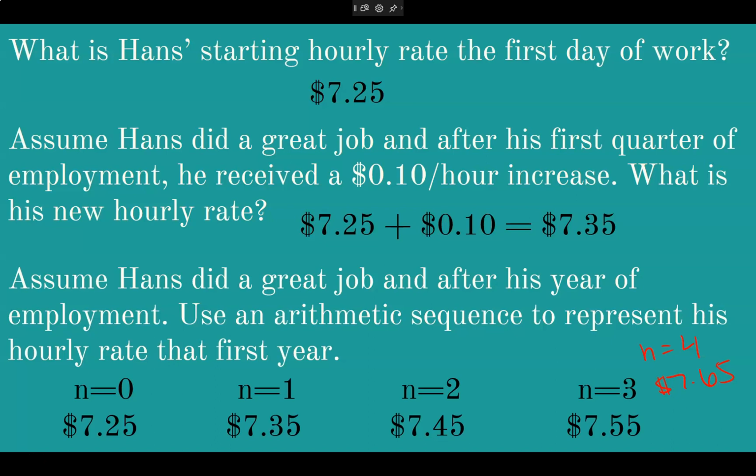So after a whole year, he has how much of an increase? After the entire year, how much did his pay increase? What? 40 cents an hour. Good. Makes sense, right? There were 4 quarters. He got the 10 cents each quarter, 40 cents.